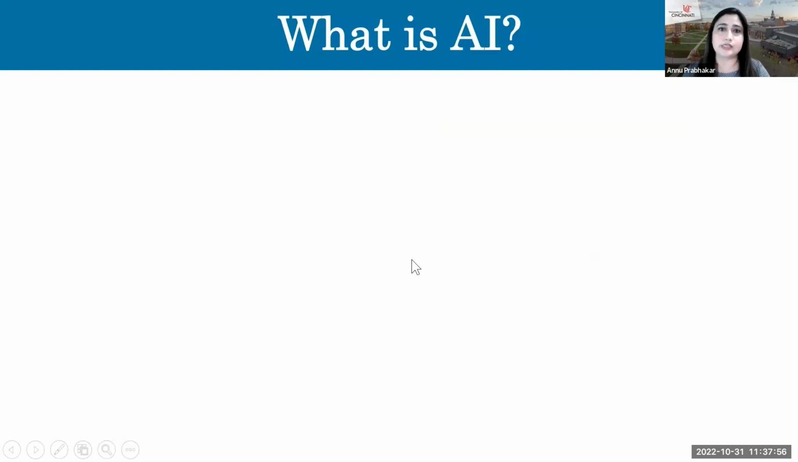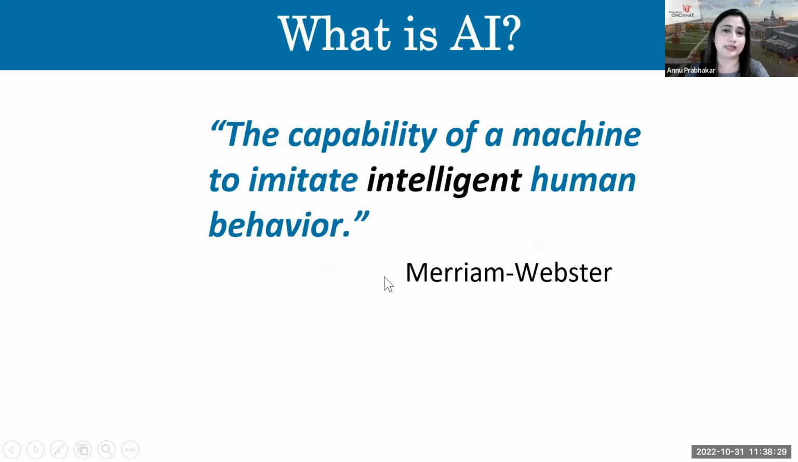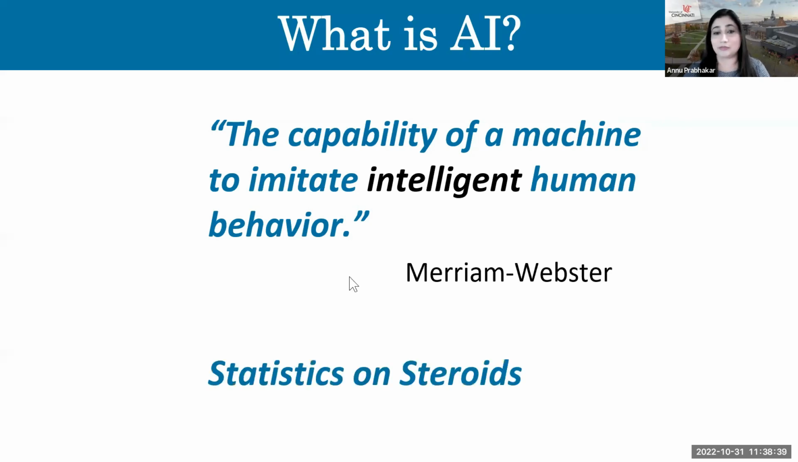If you are looking for a definition of AI, you would see a lot of different definitions based on the context, which is very good. John McCarthy, who is considered the father of artificial intelligence, coined the term artificial intelligence in 1956. He defined AI as the science and engineering of making intelligent machines. So intelligence, that is very important. And if you look at the dictionary, Merriam-Webster defines AI as the capability of a machine to imitate intelligent human behavior. And some simply say that it's statistics on steroids. Yeah, we can agree with that sometimes.